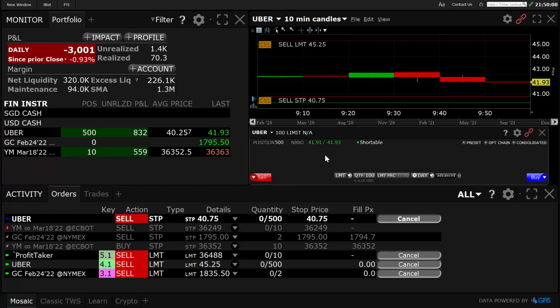Okay, sell stop in place. If Uber goes down, I'll just break even on the trade, no big deal. But when you go for the code 4s, you really do want to go for them. And, you know, I did a conservative code 4.